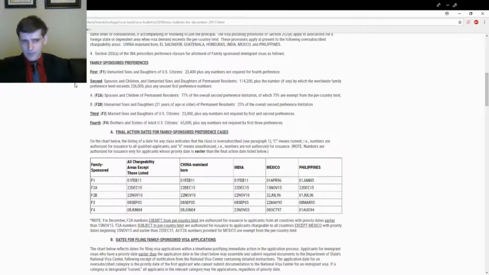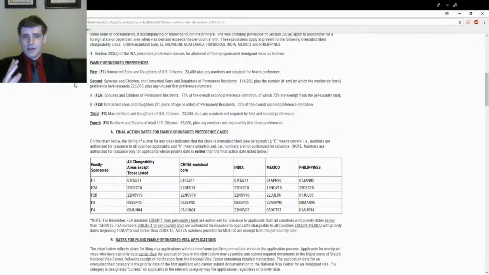So, for F2, there are two types, F2A and F2B. F2A, spouses and children of permanent residents. What's permanent residence? A permanent resident is simply someone who has their green card. I will be referencing them as LPR, lawful permanent resident. F2B is unmarried sons and daughters, 21 or older, of permanent residents.